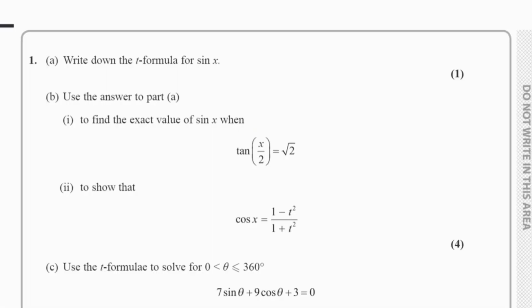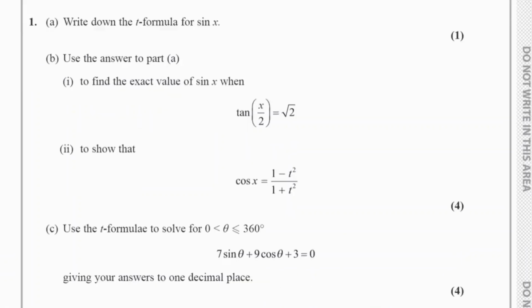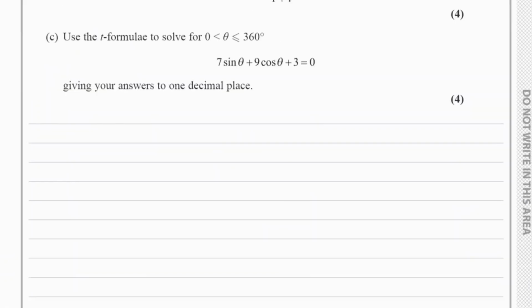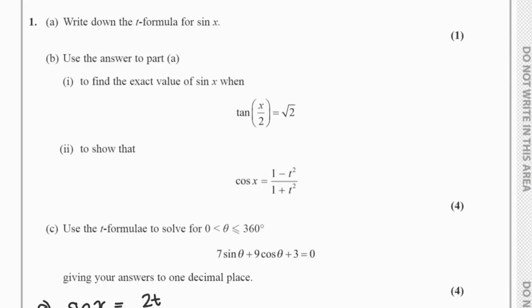Question 1. A, write down the t formulae for sine. For this, it's just 1 mark, so we just need to state our answer. We know that for part A, sine x is equal to 2t over 1 plus t squared. It's only 1 mark, so we don't need to prove anything. We just need to be able to write down that statement.